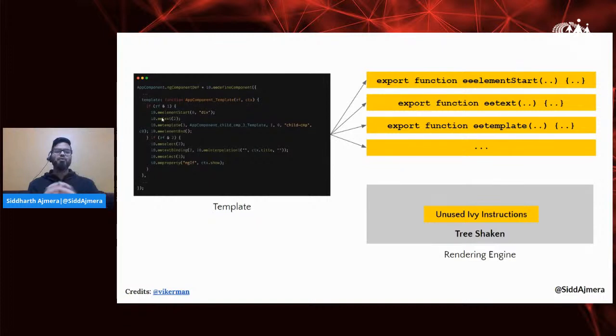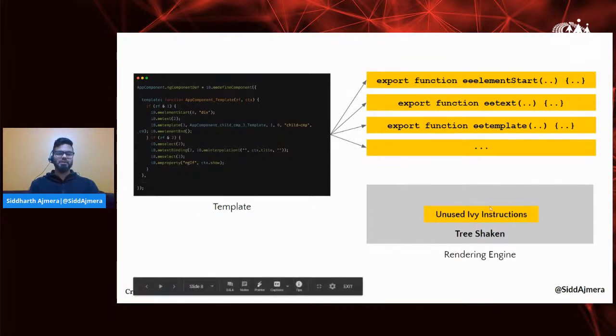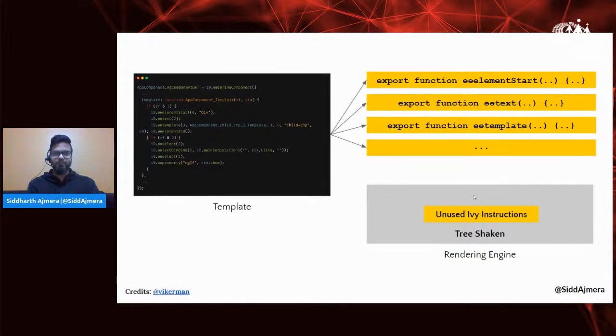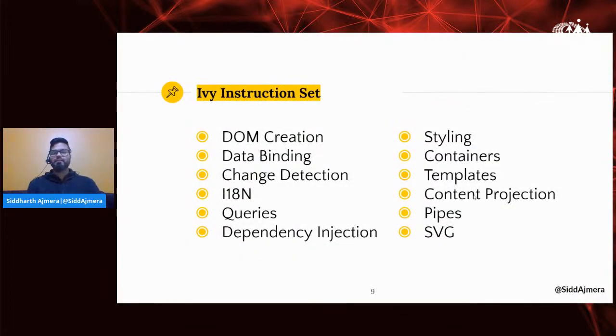So the whole framework itself has now been broken down into smaller and more granular Ivy instructions like these. What it enables us to do is, our code gets compiled into something that looks like this. And then whatever functions the compiled code is calling from the framework are only retained as a part of the final production bundle that gets generated, while the rest of the framework code gets easily tree shaken away. This is a major breakthrough, because now the framework code itself can be tree shaken away, and this is one of the factors which eventually results in smaller bundle sizes.